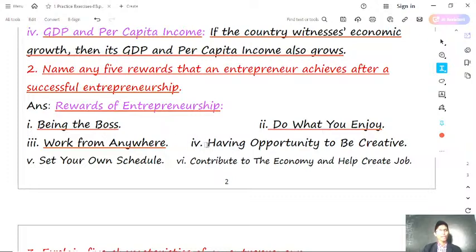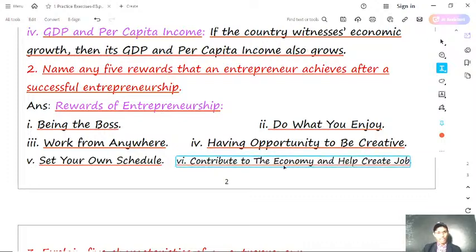Fourth reward is having the opportunity to be creative. Means you would have the opportunity to create new ideas, and along with this, you can implement more and more goals. Fifth point is set up your own schedule. Means you can set your own schedule according to your wish, because you will be the owner of that particular organization.